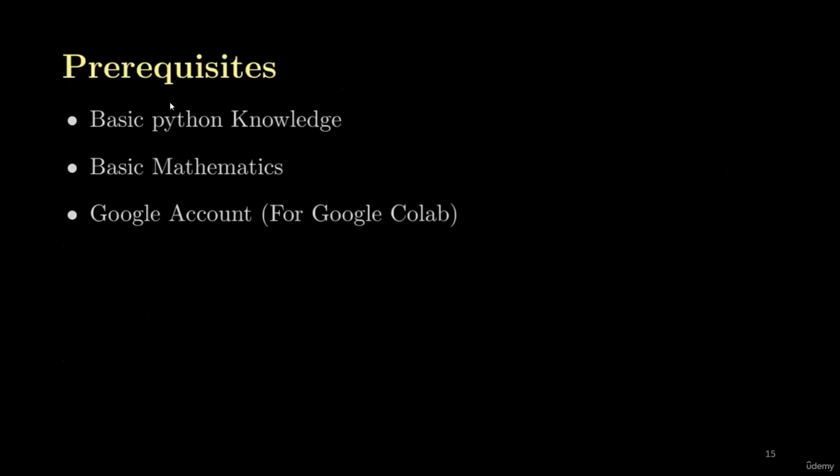So what are the prerequisites? To be honest, the most important prerequisite is a Gmail account. You must have a Gmail account because we are going to implement everything in Google Colab, and for this, we need a Gmail account. The other prerequisites are basic Python knowledge and basic mathematics. But if you do not know anything about Python, you do not need to worry. I will teach you everything from scratch.